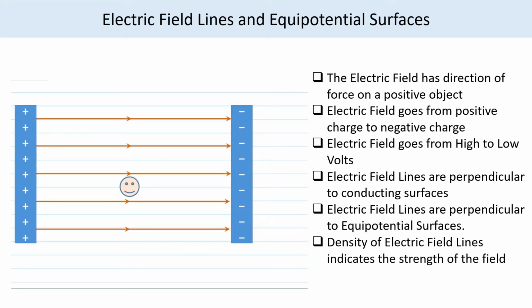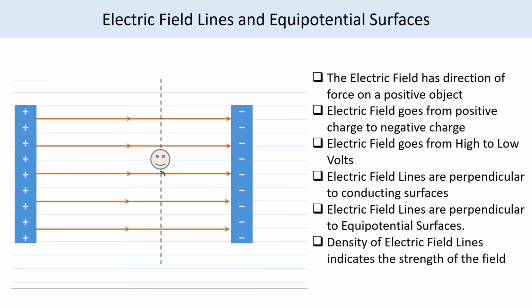Now, if the smiley face was removed, it's still nice to think in terms of source charge, the actual plates, that electric field goes from positive charge to negative charge. Electric field also goes from high to low volts. So as we travel with the electric field, in this case to the right, we would be traveling to lower volts. If we go against the electric field to the left, we're going to high volts.